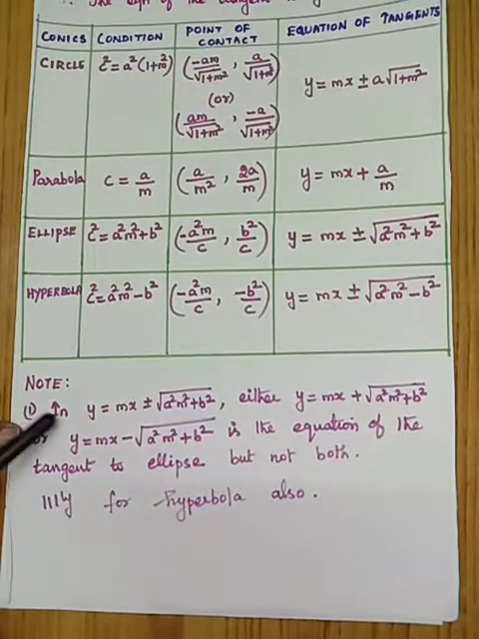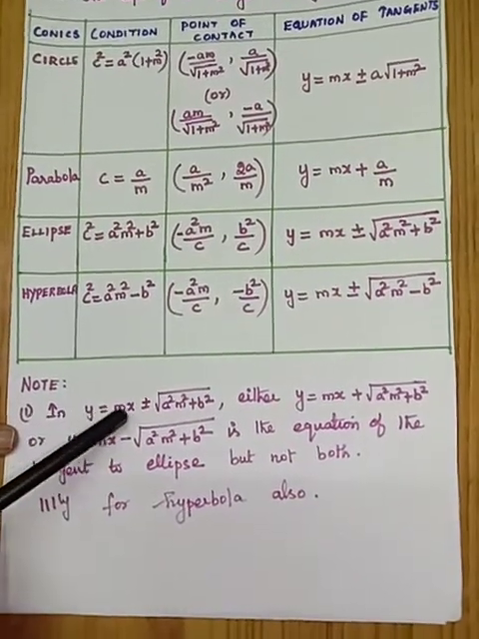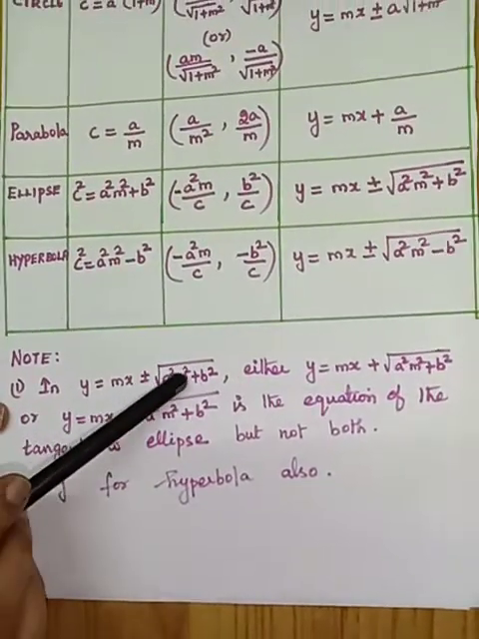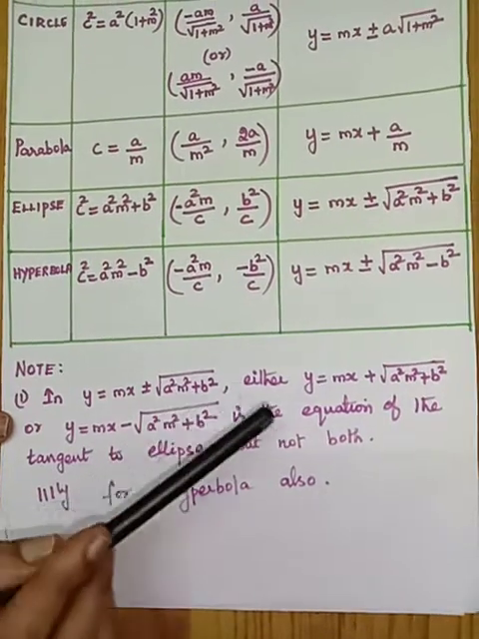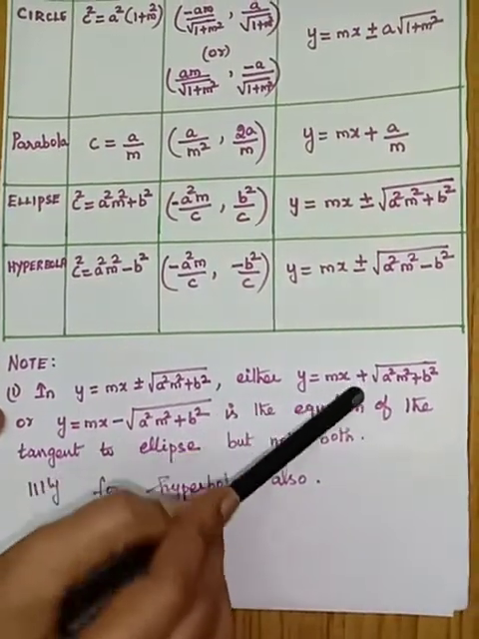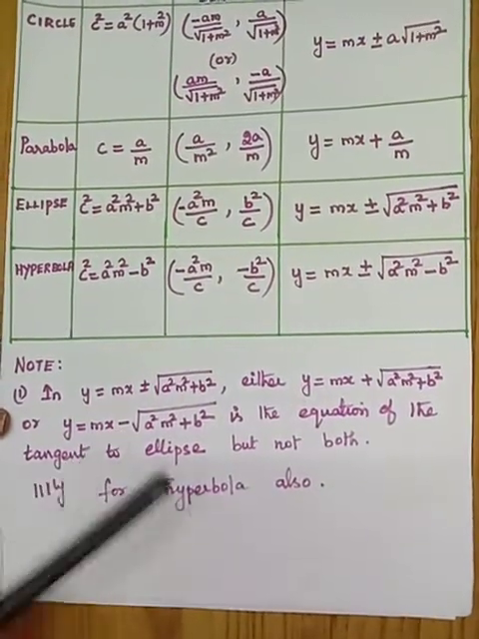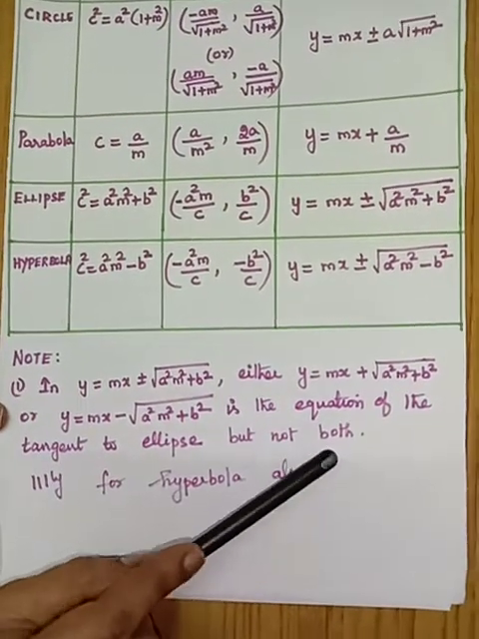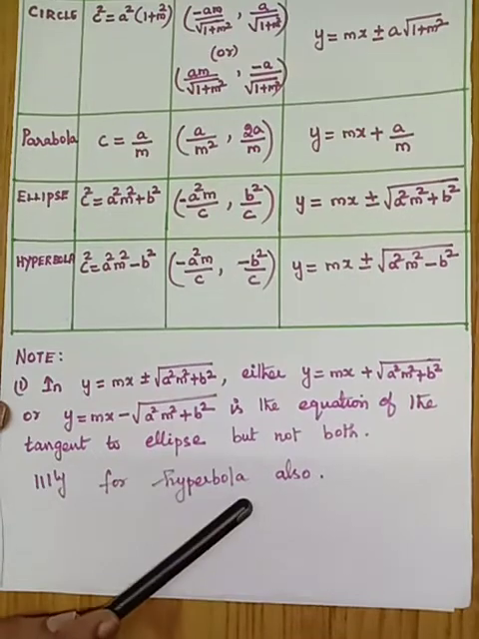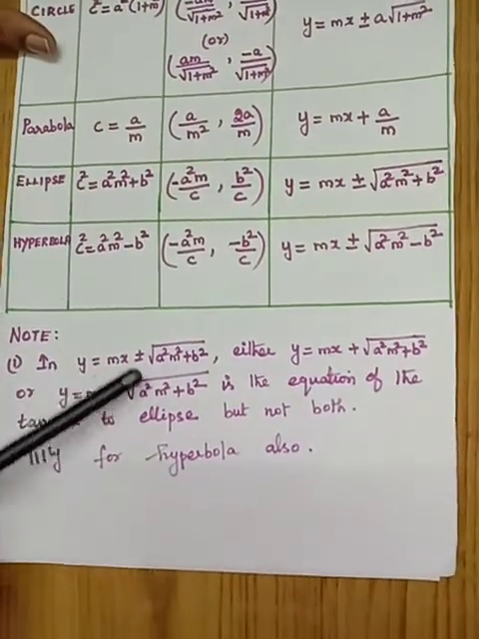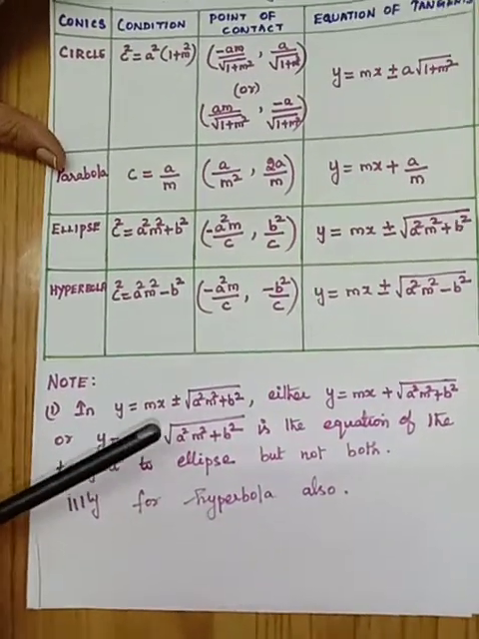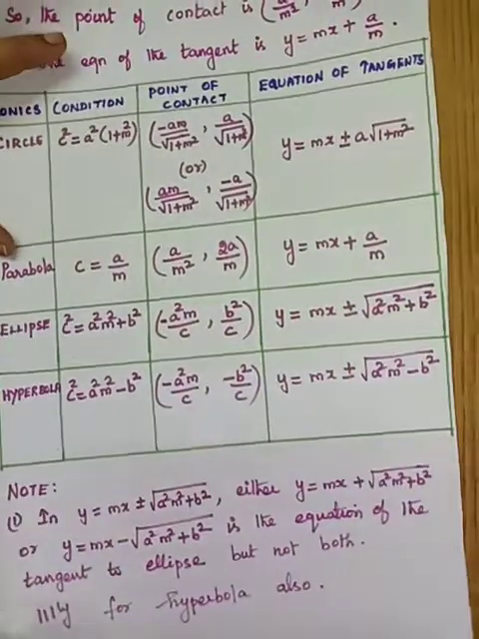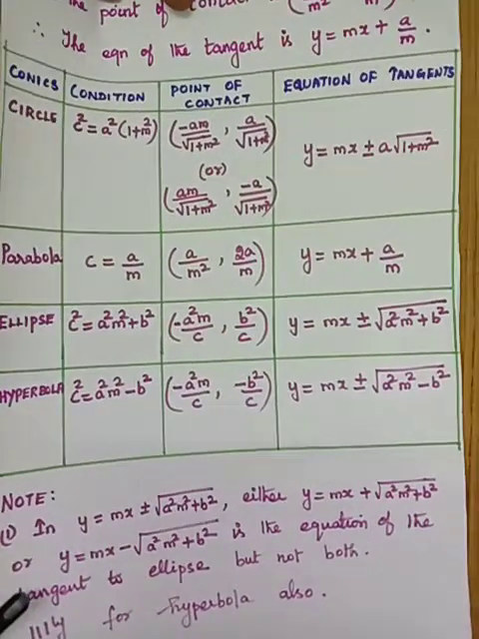So here you are having a note. In y is equal to mx plus or minus square root of a squared m squared plus b squared, either the positive one or the negative one is the equation of the tangent to the ellipse, but not both. The same way for hyperbola also. Here we have mentioned plus or minus, but any one will become the tangent to the ellipse and the hyperbola.